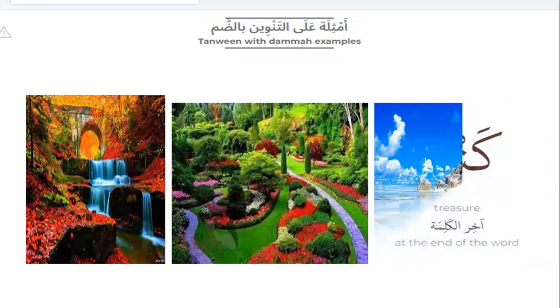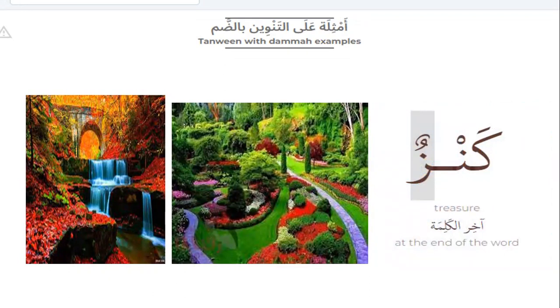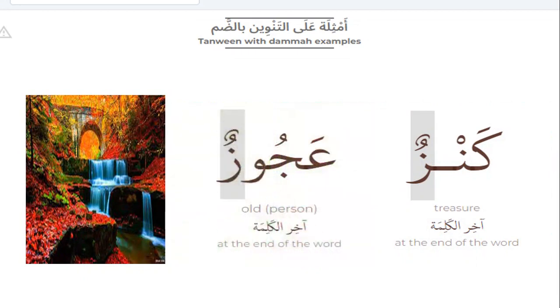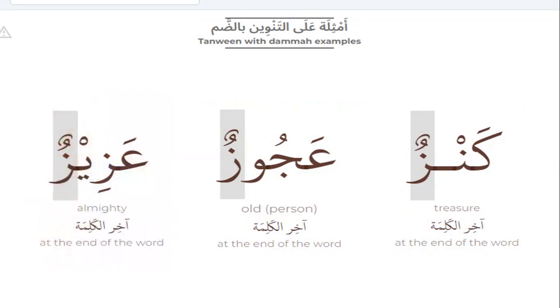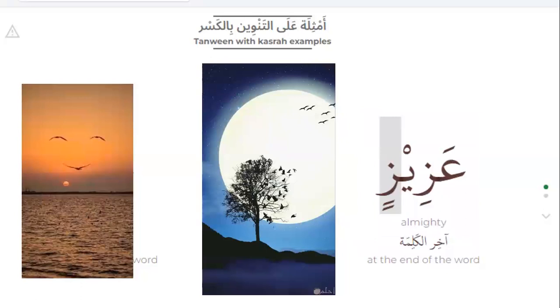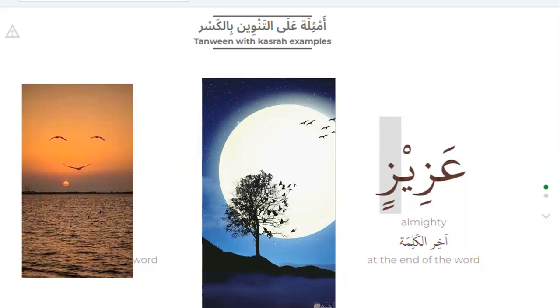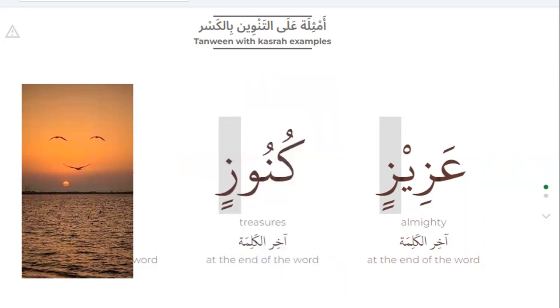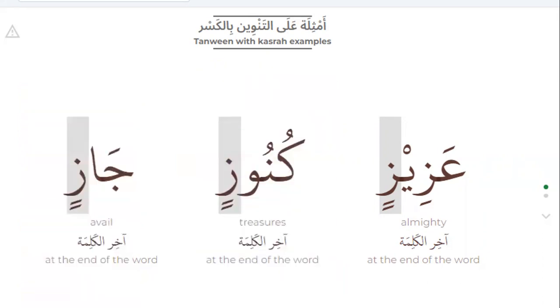Tanween with dhamma. Try to read. Kanzon. Ajuzon. Try to read. Azizon. Yes. Tanween with kasra. Can you read? Azizen. Yes. Hunuzen. Jazin.